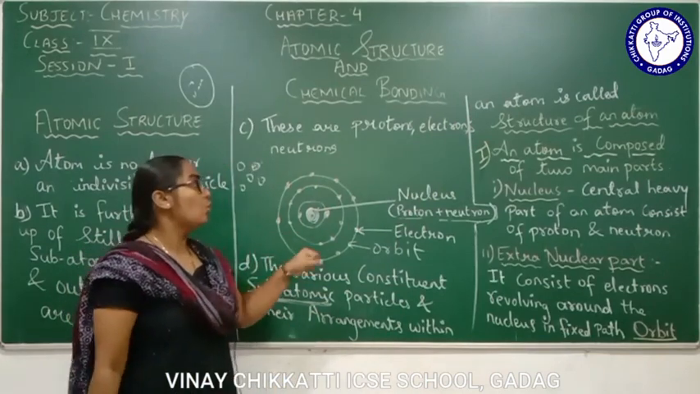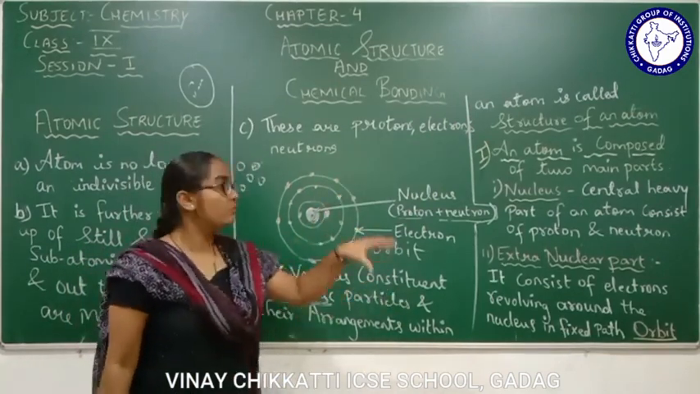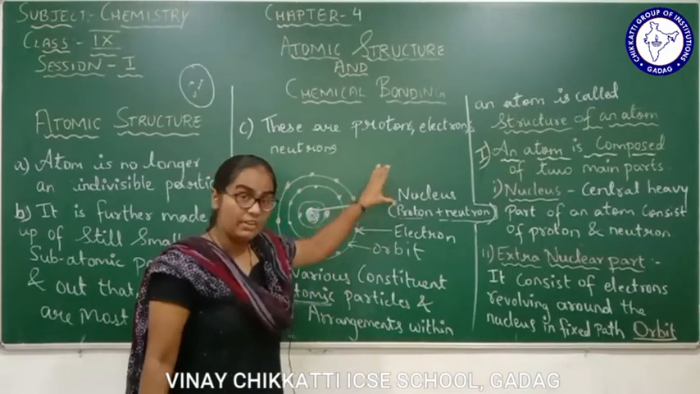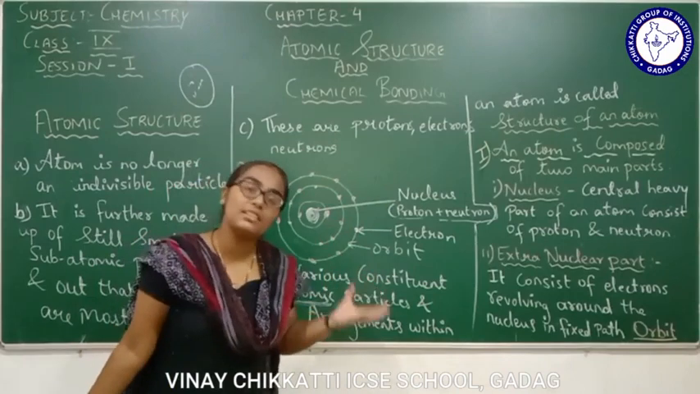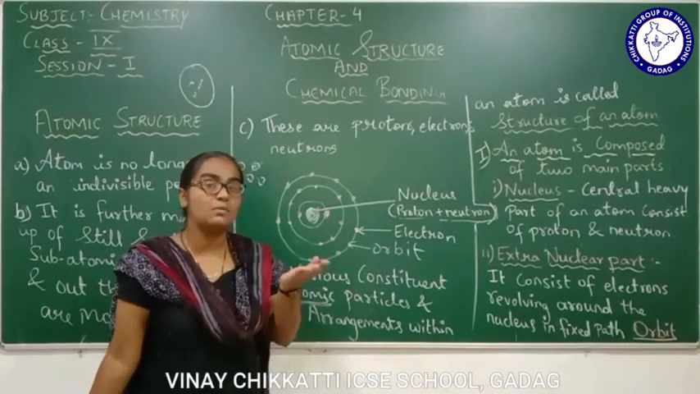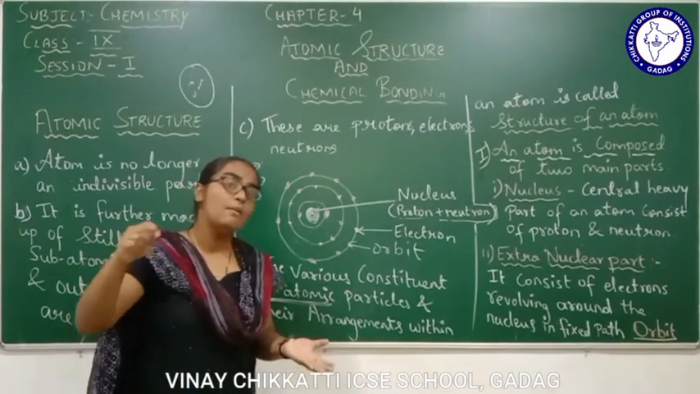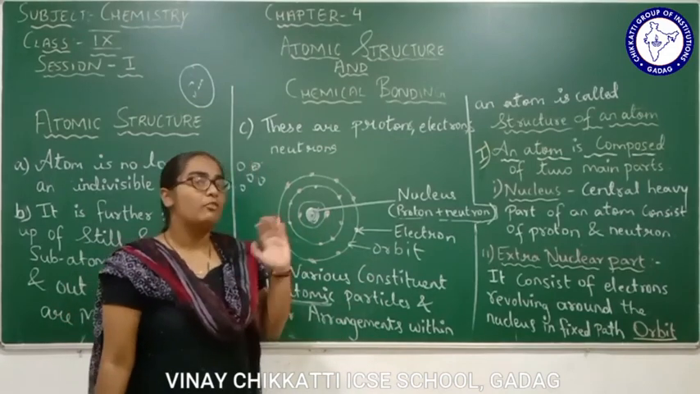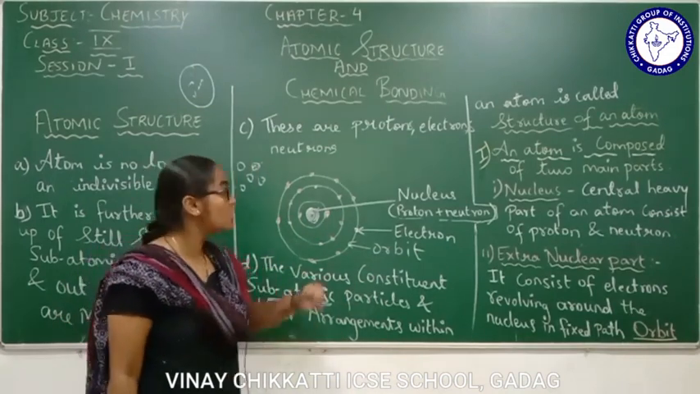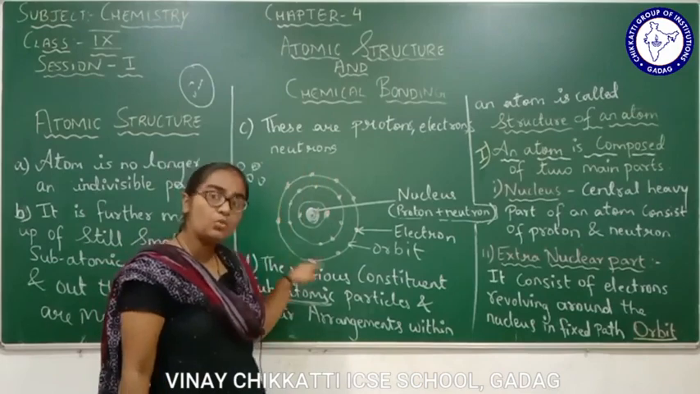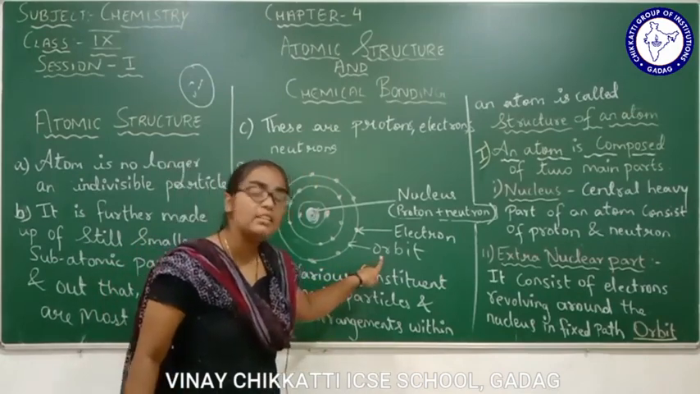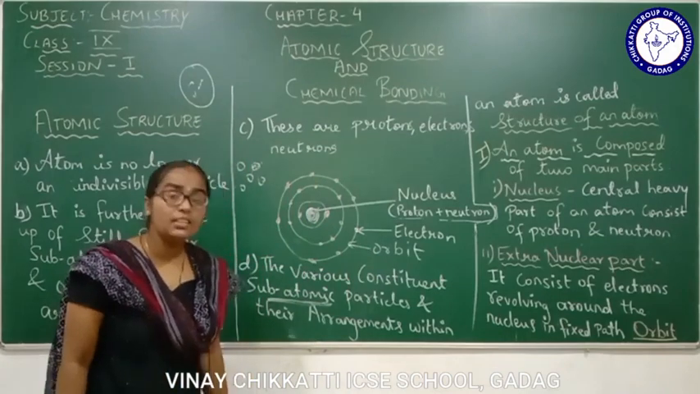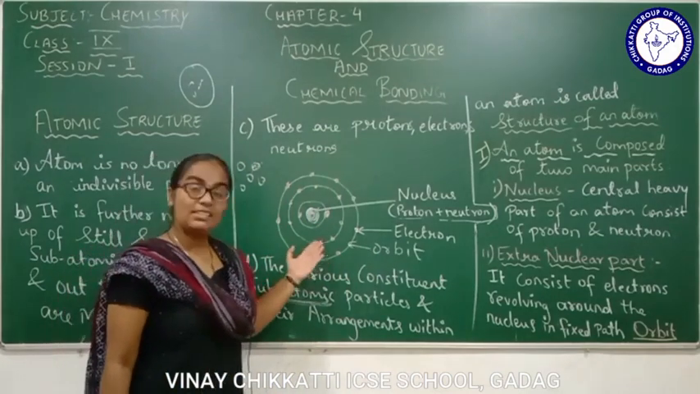Proton and neutron will be present in the nucleus. And where is the nucleus present? Nucleus will be present exactly at the center of the atom, which is a heavy mass body constituting proton and neutron. What about the electrons? Electrons will be revolving around this nucleus in a certain path called an orbit. This is nothing but called the structure of an atom.